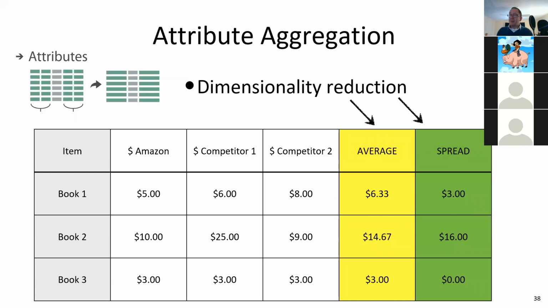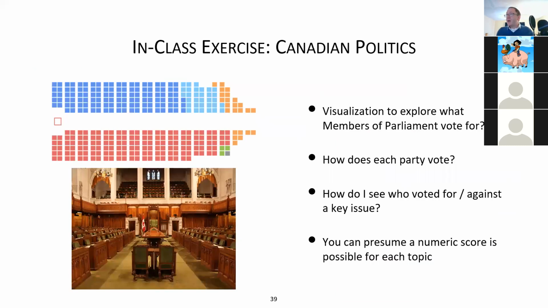So here would be examples of dimensionality reductions of attributes. The average and the spread would both be measures or ways of getting that. Most of your statistics are this. So when we come back next time, I want to do another in-class exercise. I want to finish off with this, but I'll give you a foreshadowing here.